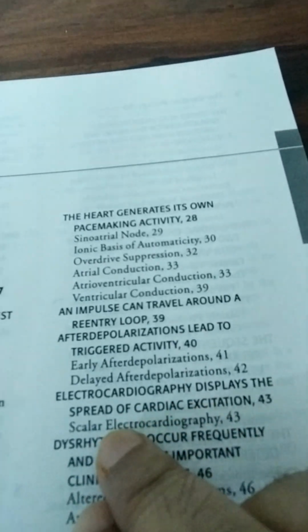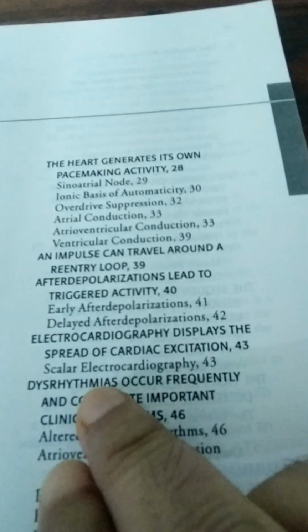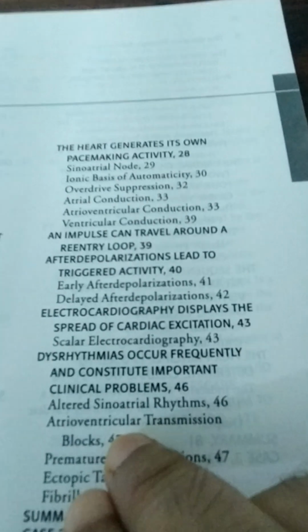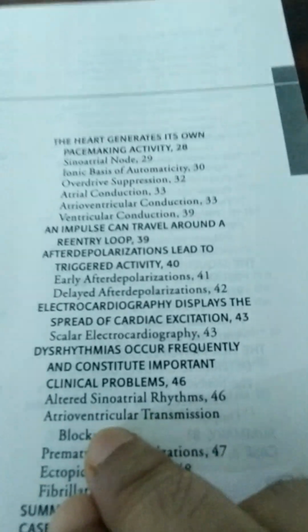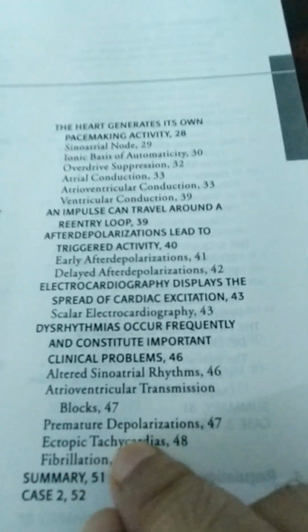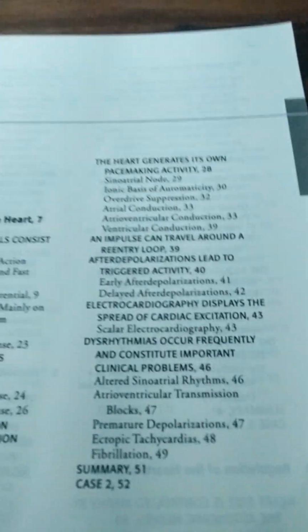Electrocardiography displays the spread of cardiac excitations. So a scalar kind of electrocardiography, and dysrhythmias occur frequently and constitute important clinical problems. So the clinical diagnosis, etc., dealt with altered sinoatrial rhythms, atrioventricular transmission blocks, premature depolarizations, ectopic tachycardia, and fibrillations. So these things are introduced.